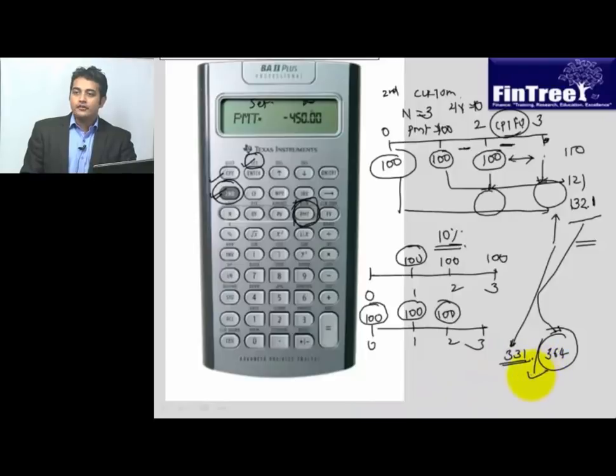364. Have you followed the logic? Had this not been made at the beginning of the year, the answer would have been 331. But since this is made at the beginning of the year, there would be more compounding and therefore the amount would be higher. Dhriti, is this okay?